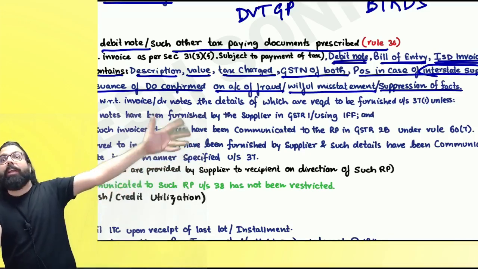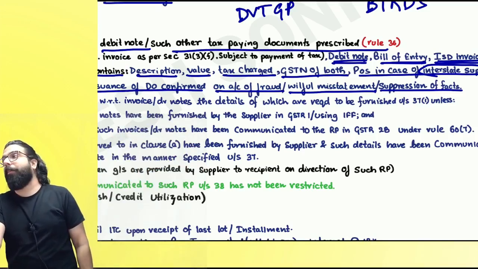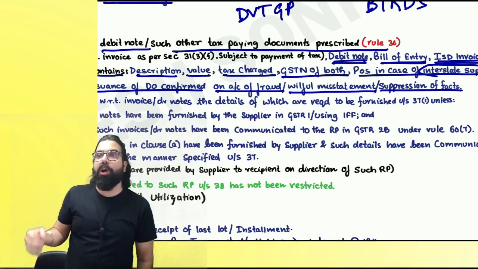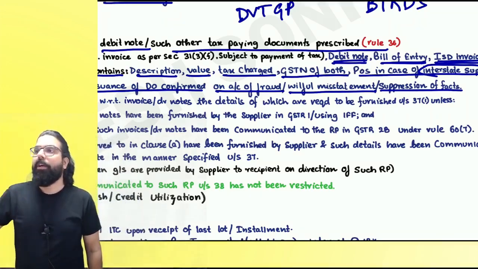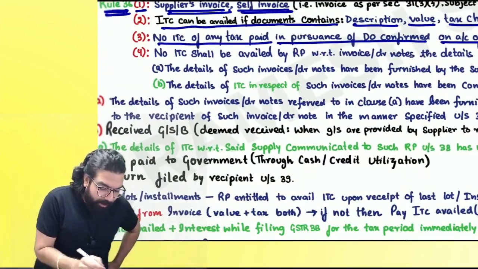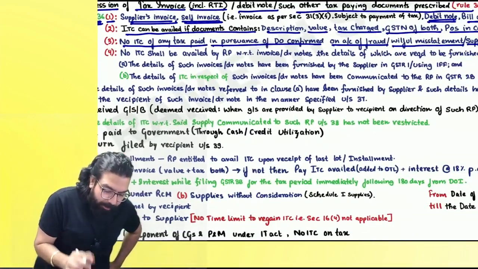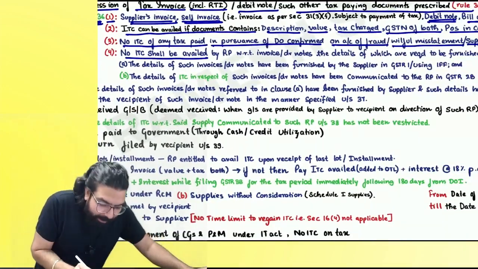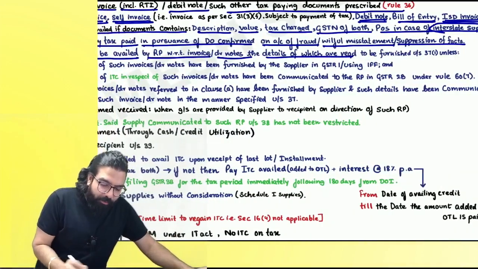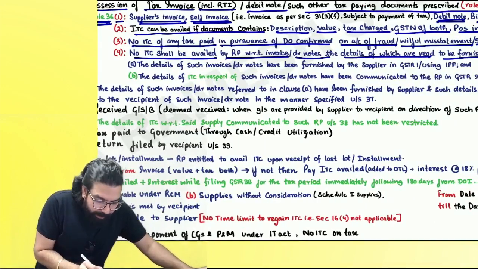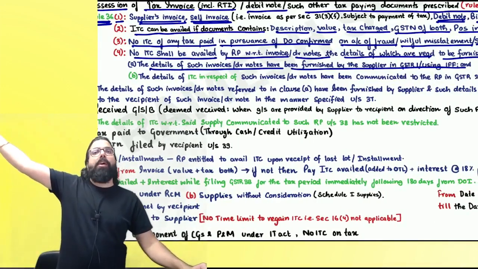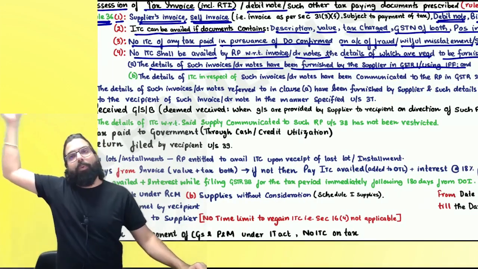He will not be able to take the credit of that debit note. Always remember that tax which is paid because of a demand order confirmed on account of fraud, willful misstatement and suppression, the credit will not be available. The next one over here is no ITC shall be availed by the registered person with respect to invoice or debit note, the details of which are required to be furnished unless the details have been furnished by the supplier in GSTR 1 or using invoice furnishing facility.